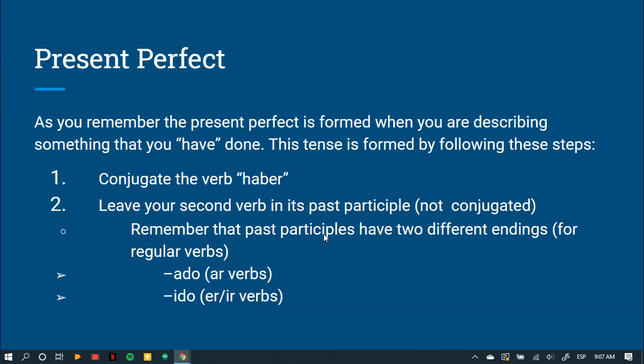So present, past. Remember, we're going to put these past participles on the ends, and they have two different endings for regular verbs. So these endings would be ado for an AR verb like bailado, and ido for ER and IR verbs like comido and vivido.